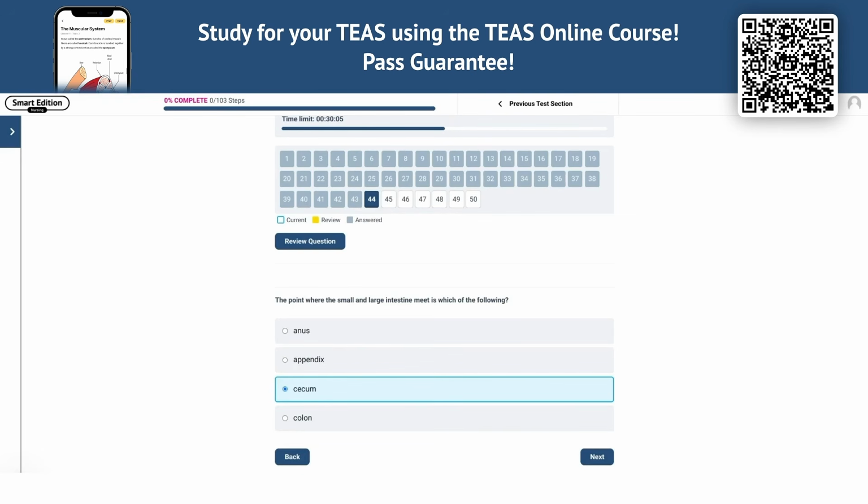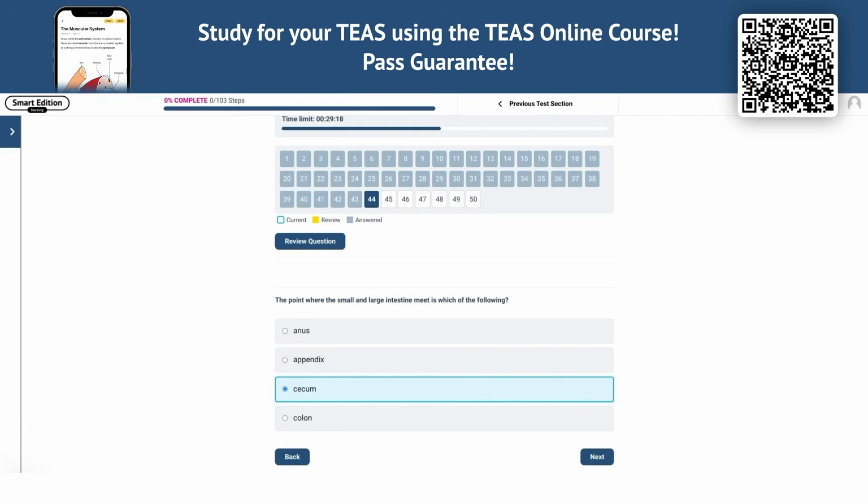So let's talk about why the other three are incorrect. So the anus is at the opening at the end of the digestive tract. I'm going to put a picture here so we can take a look at the entirety of the digestive tract together. And this is where waste is eliminated from the body. The appendix is a small tube-like structure that is attached to the cecum, but it is not where the small and large intestine meet. The colon is the main part of the large intestine, but it's further along after the cecum, and the colon is divided into several parts, including the ascending, the transverse, and the descending.